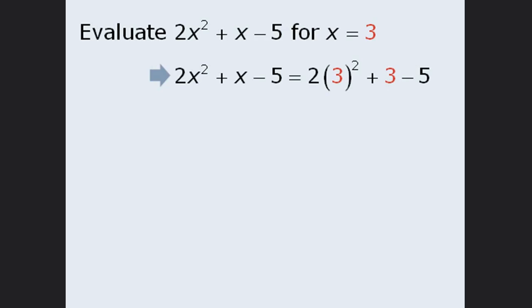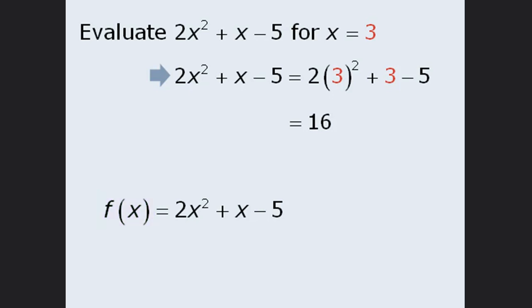When we evaluate this, we get 16. So this expression has a value of 16 when x equals 3. We can express the same concept here using function notation. Now please note that this notation here does not mean f times x. It is just the notation we use to define a function.